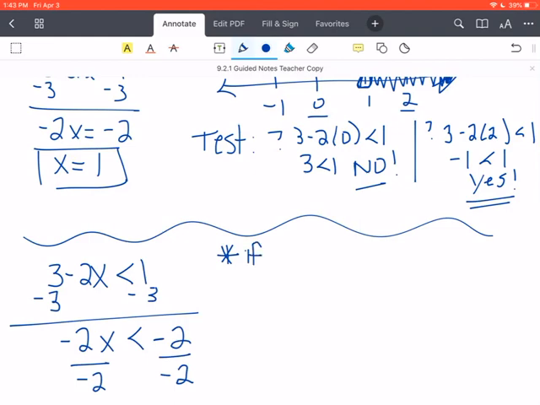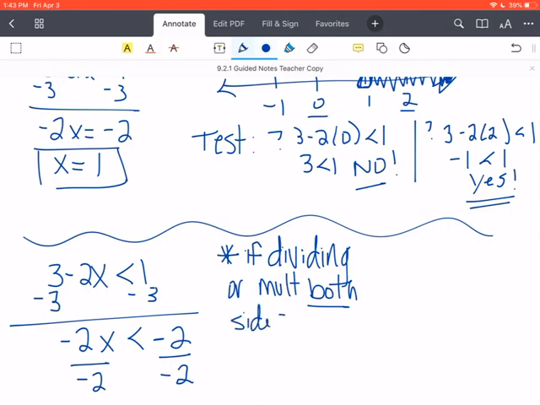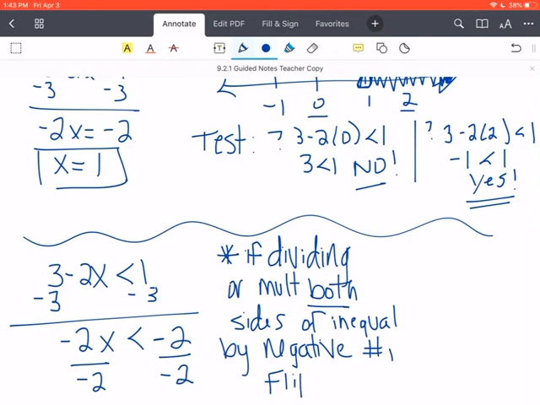If you are dividing or multiplying both sides of an inequality by a negative number, and this only occurs when you're doing it by a negative number, you must flip the symbol. If you don't, you will get the opposite answer and it will be marked wrong.